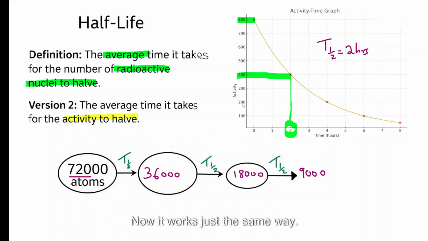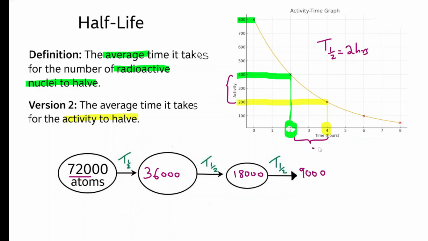Now it works just the same way if you go from 400 to 200. Now let's say 400 to 200, you go to the right, you come down, and here is the time, 4 hours. But remember, it started from 400, so we need to get it from 400 to 200. That's obviously 2 hours, the difference is 2 hours. This is the half-life of this particular element.